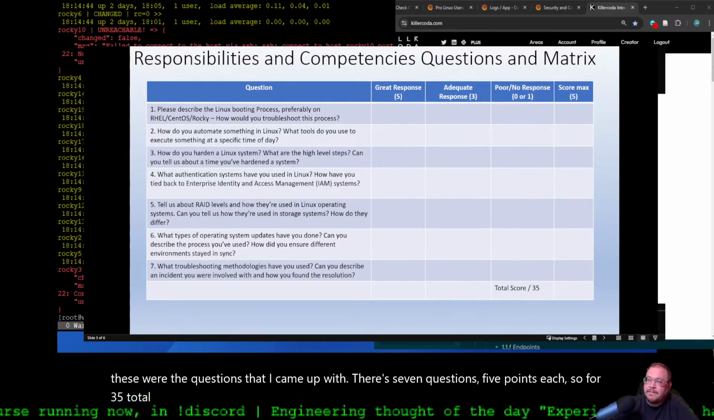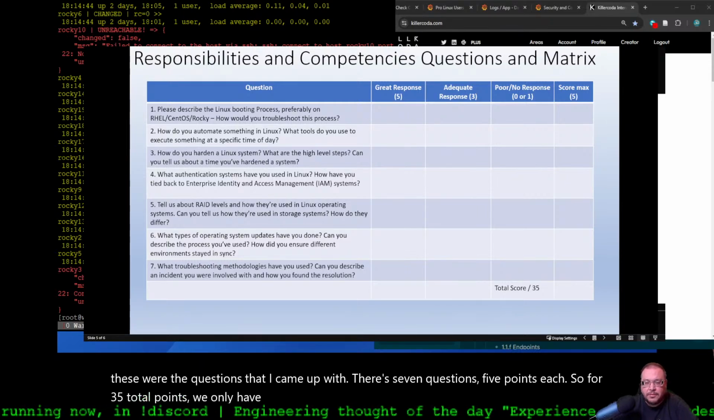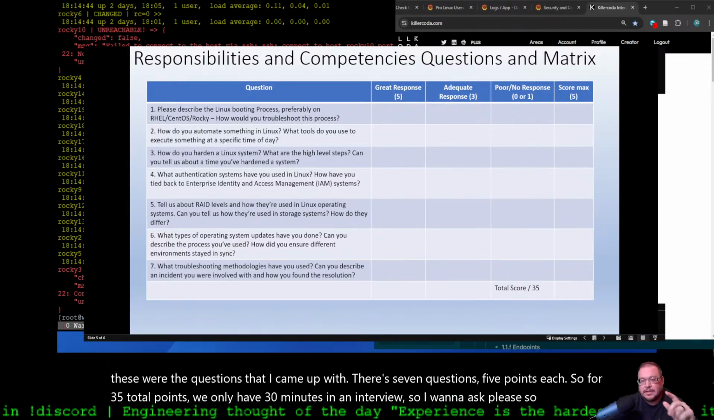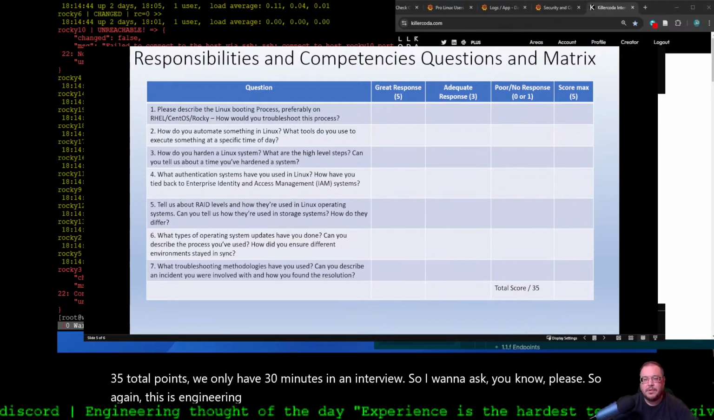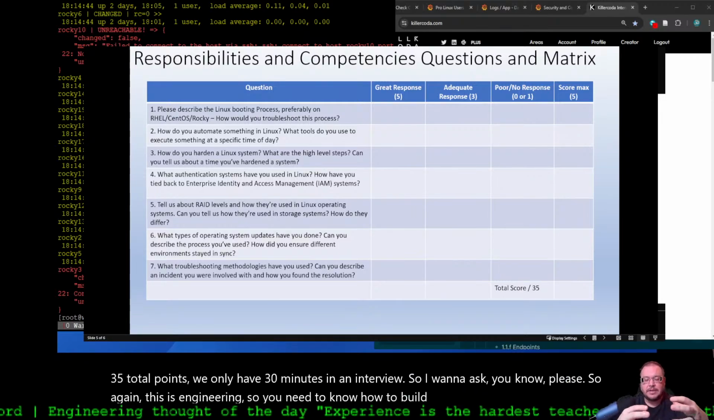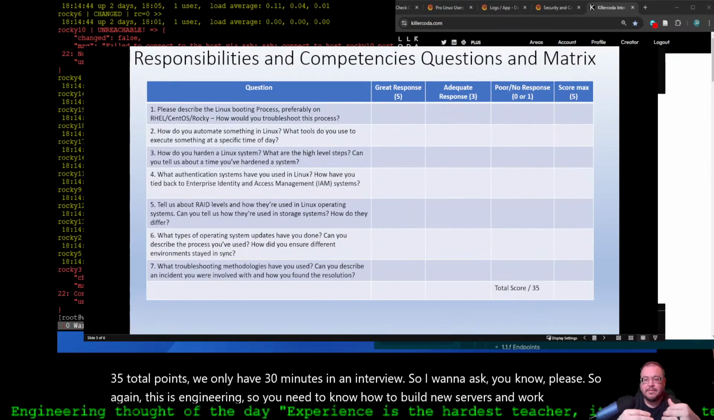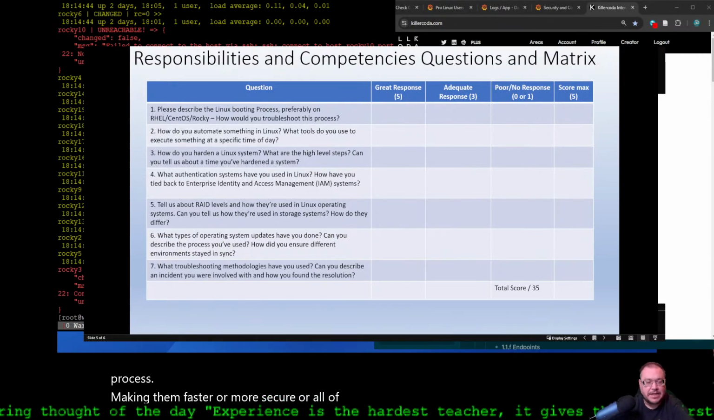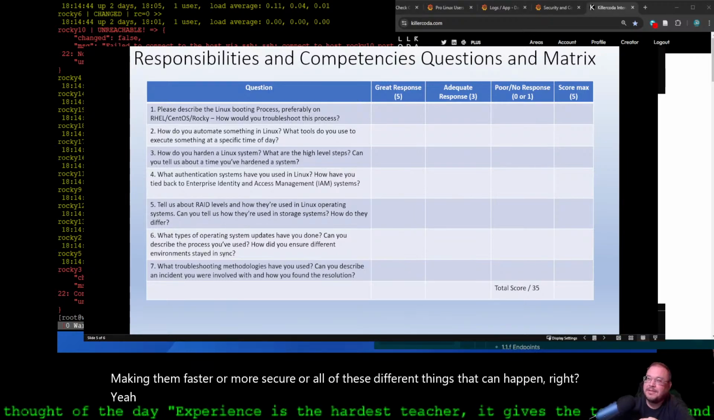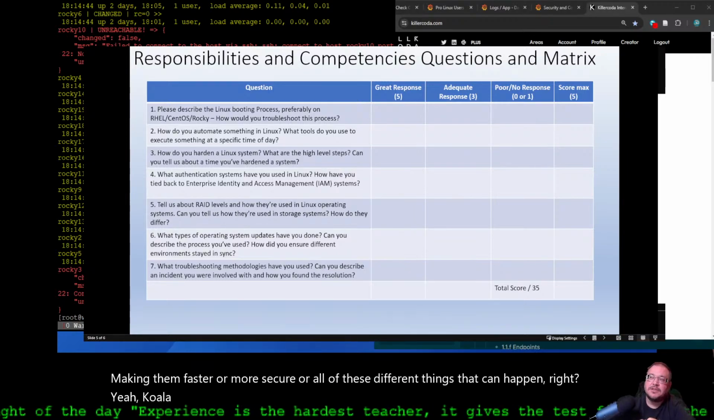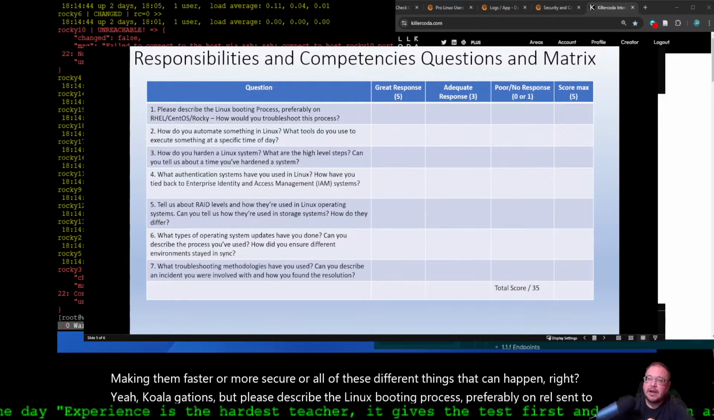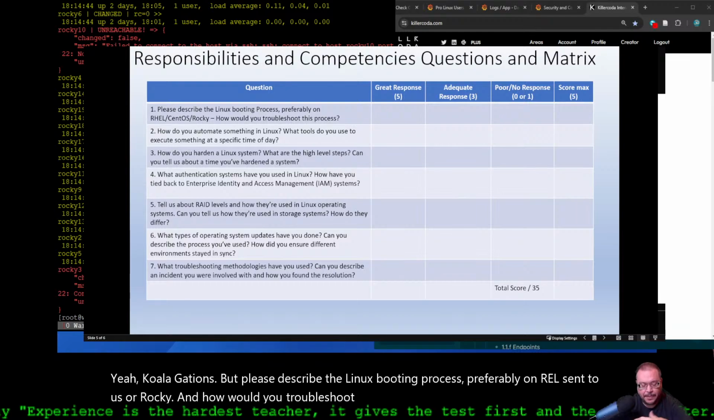We only have 30 minutes in an interview. So again, this is engineering. You need to know how to build new servers and work through a process of making them faster or more secure, or all of these different things that can happen, right? On qualifications: please describe the Linux booting process, preferably on RHEL, CentOS, or Rocky, and how would you troubleshoot that process?